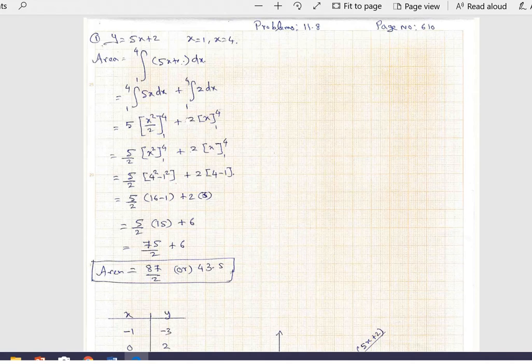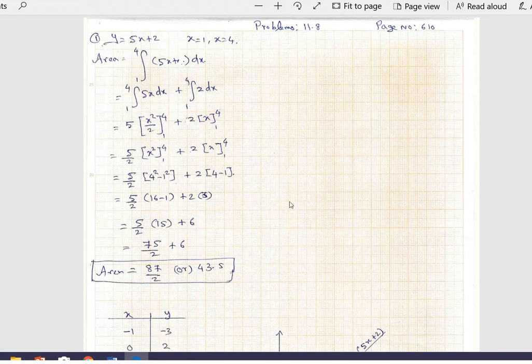Today I'm going to explain the next section, which is section 1.8. I hope you all are fine. This section deals with the area between the curves. In the area between the curves, we have just 3 questions. I'll explain them one by one.